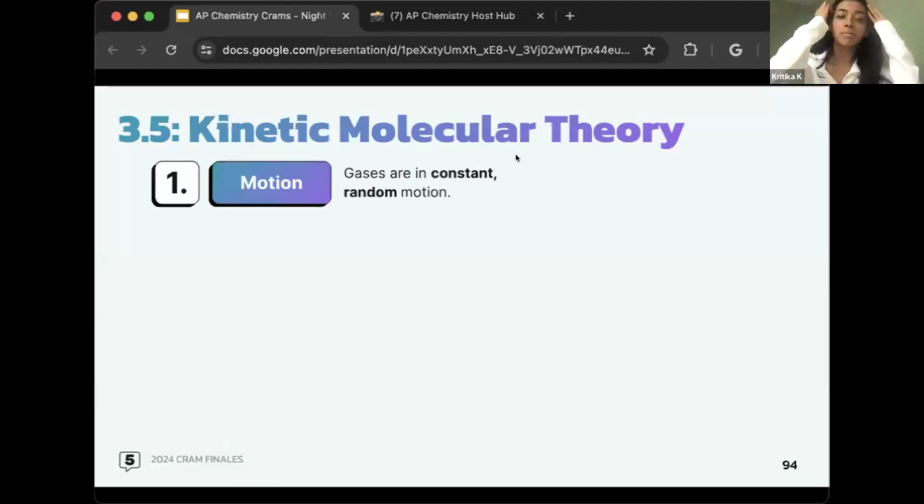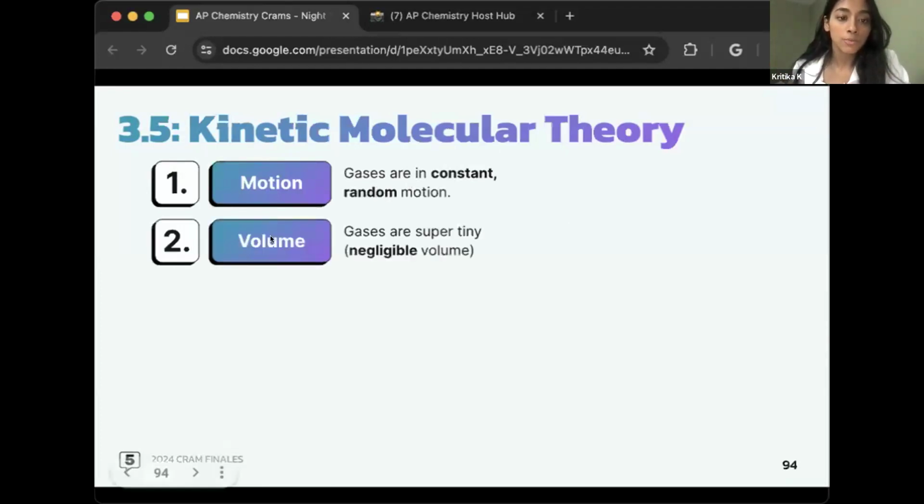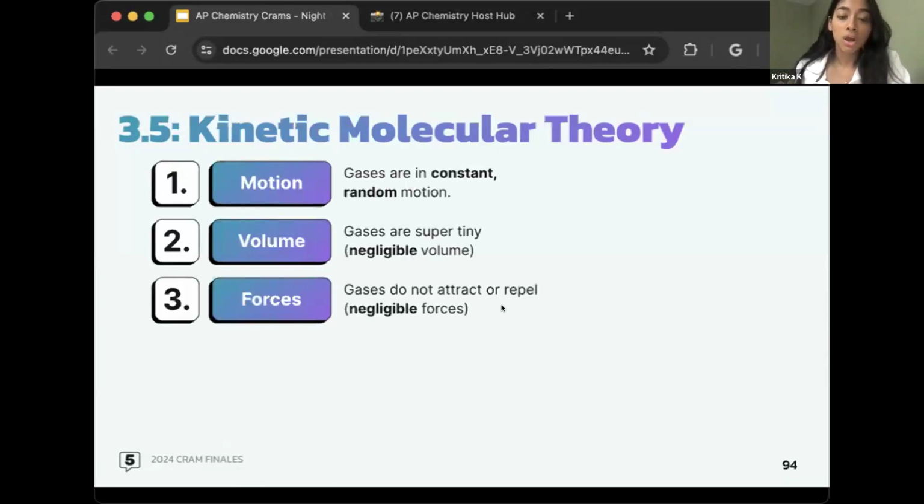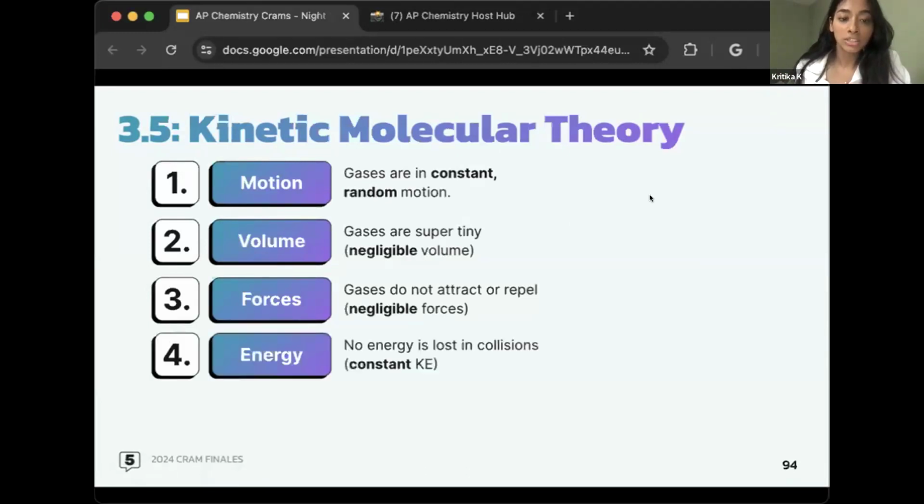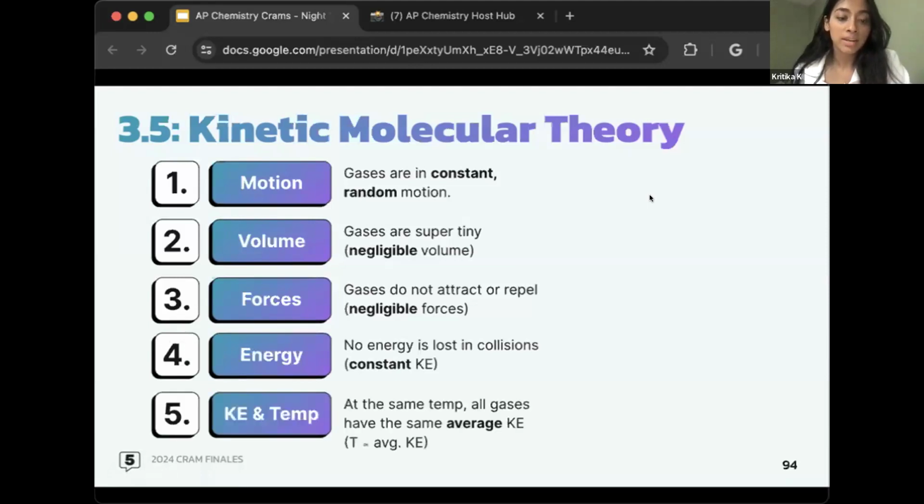So we're going to go over the kinetic molecular theory now. There are 5 parts of it. Number 1 is motion. Gases are in constant random motion. 2, volume. Gases are super tiny, so they have negligible volume. 3, gases do not attract or repel, so they have negligible forces. 4, energy. No energy is lost in collisions. There's constant kinetic energy. And 5, kinetic energy and temperature. At the same temperature, all gases have the same average kinetic energy. So these are assumptions that we base the ideal gas off of.